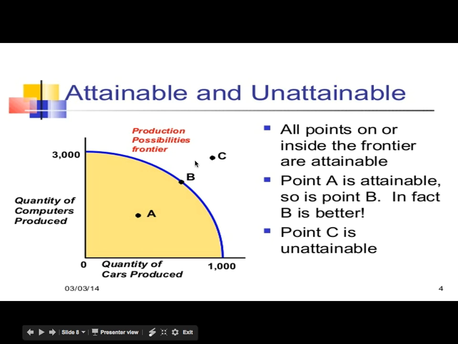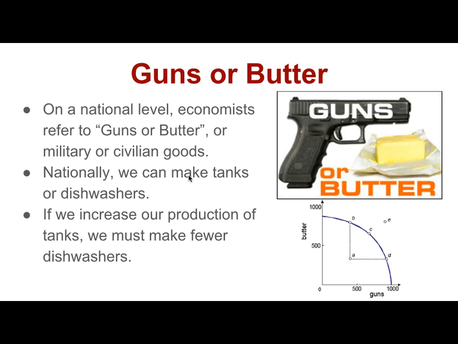However, point C out here, you do not have the resources to produce this. You don't have the factories, you don't have the employees, you don't have the money to put into building this much. So you must produce within your curve. All right, on a full economic scale of an entire nation, economists refer to this same curve as a guns or butter question. Guns or butter refer to military or civilian goods.